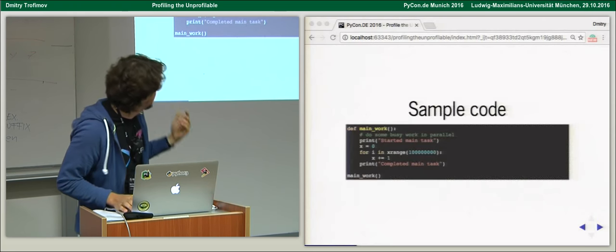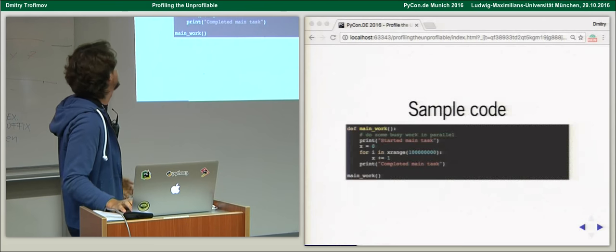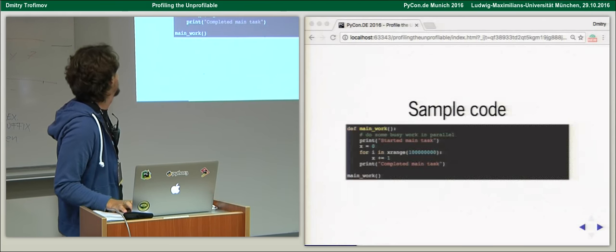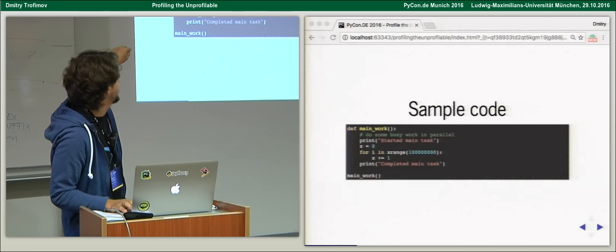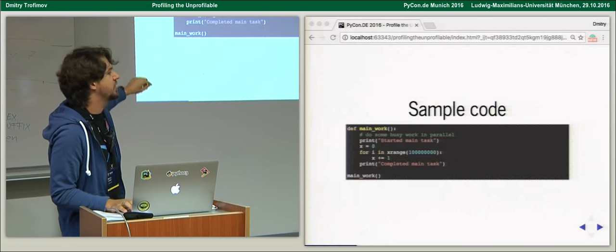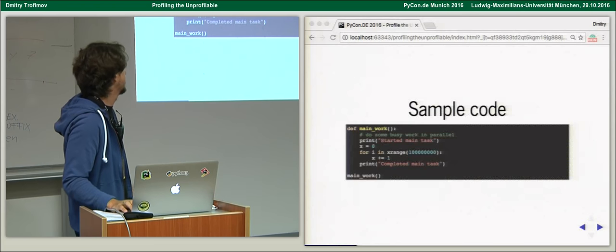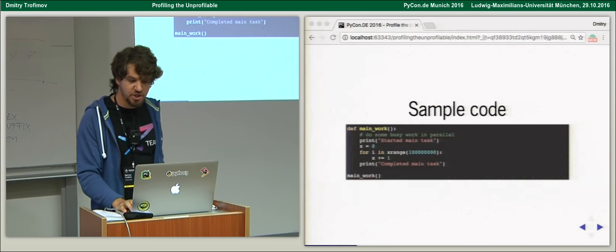And that is the sample code. It's a very simple piece of code. The only thing interesting here is that in the middle we have an iteration through a quite big range. But yeah, nothing special actually.